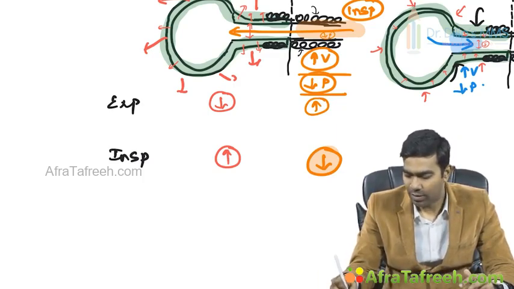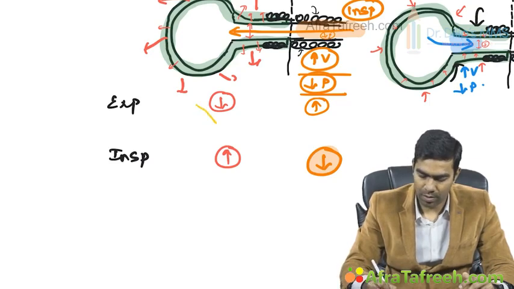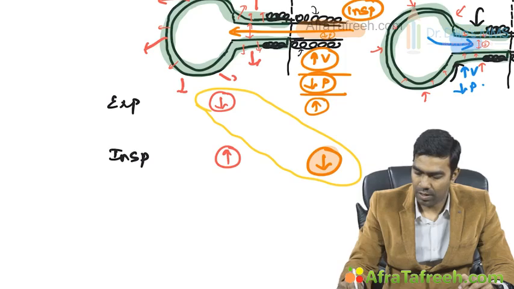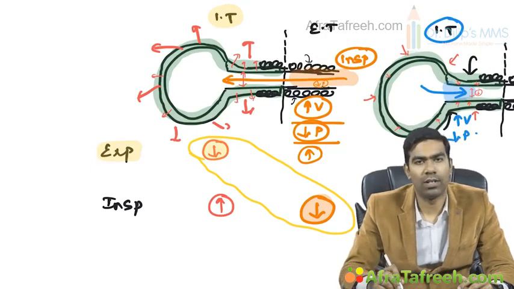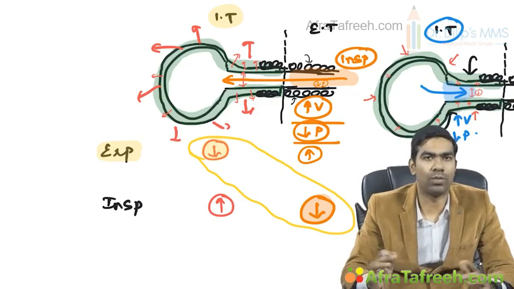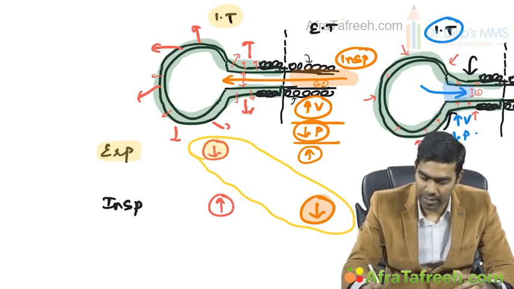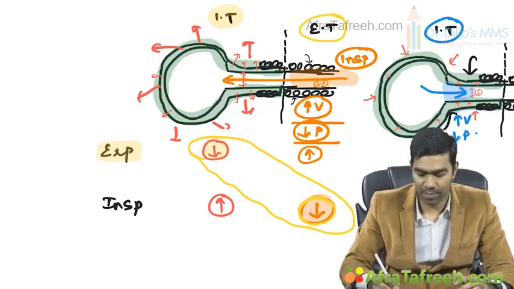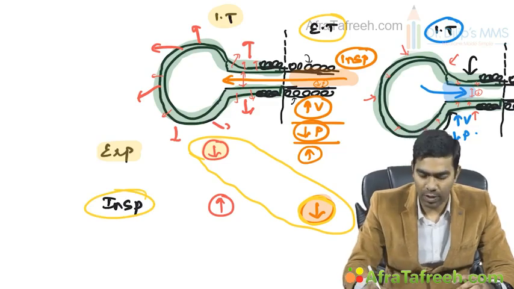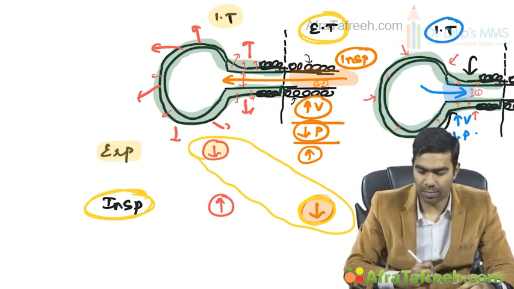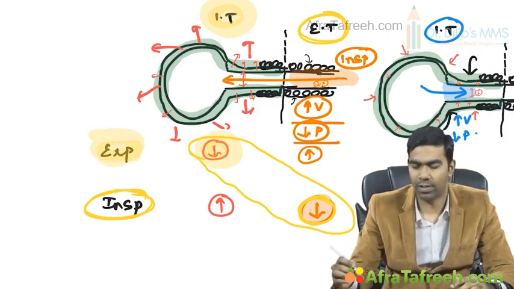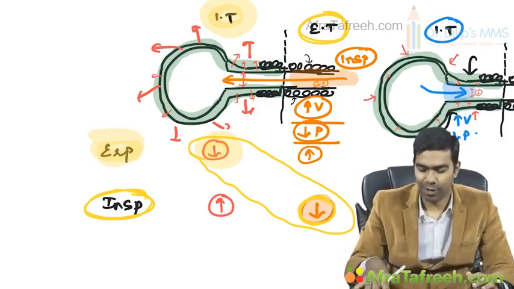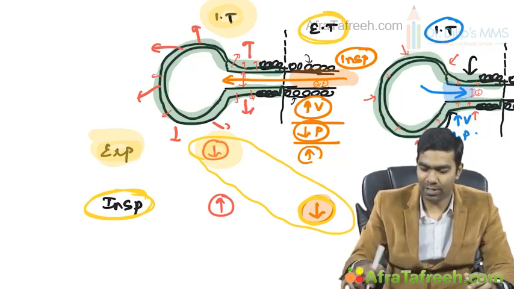So, what you are literally seeing is one important principle, that your intrathoracic airways tend to decrease in diameter during expiration, which means they have a natural tendency to collapse during expiration, whereas your extrathoracic airways have a natural tendency to collapse during inspiration. Clear? Your extrathoracic airways have a natural tendency to collapse during inspiration, whereas your intrathoracic airways have a natural tendency to collapse during expiration.